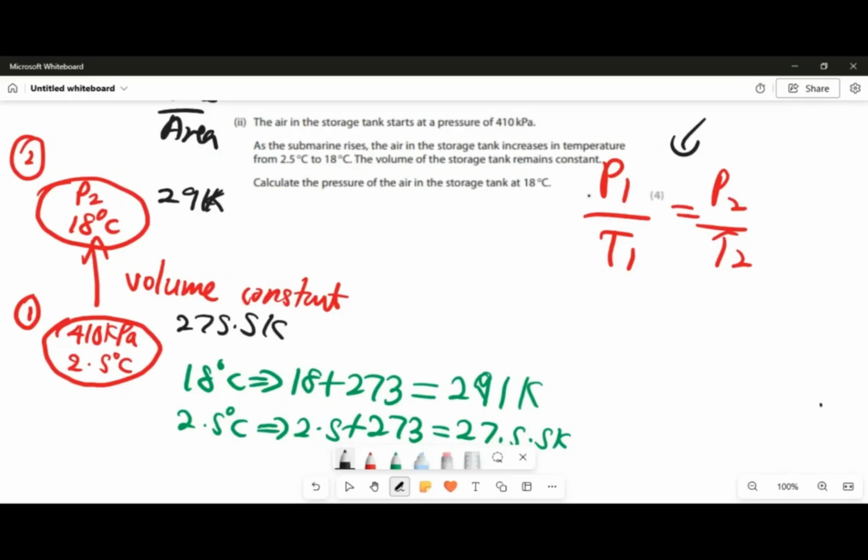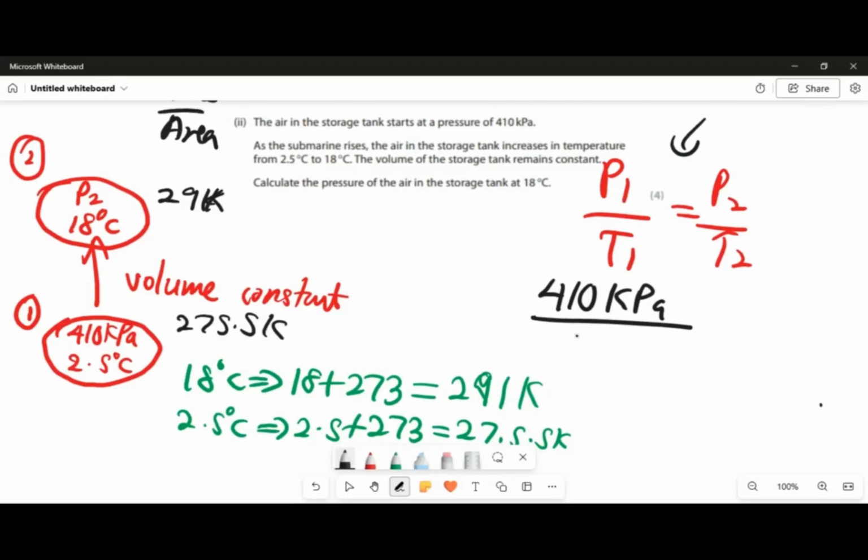In the first instance, the pressure is 410 kilopascal. Actually, it is not essential to convert this pressure because we are considering a ratio here. So the final answer also comes in kilopascal if you keep the pressure in the first instance as kilopascal. So we shall keep that one in the unit kilopascal.